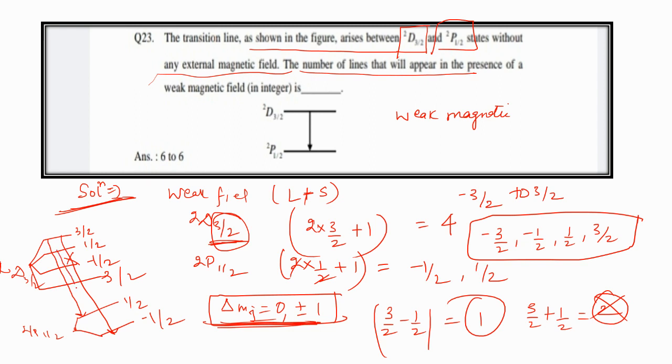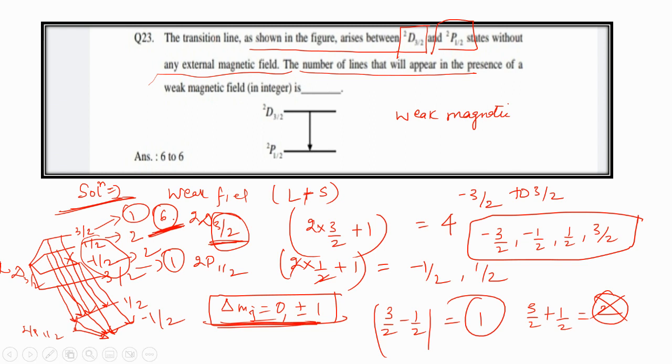Now 1 by 2 will go here. 1 by 2 will make transition here. Same goes for minus 1 by 2 and minus 1 by 2. And minus 3 by 2 again will make transition to minus 1 by 2. So they will make two transitions, and these two will make only one. So that means 2, 4, 5, 6. 6 is the answer. I hope this is clear to you, Aparna.